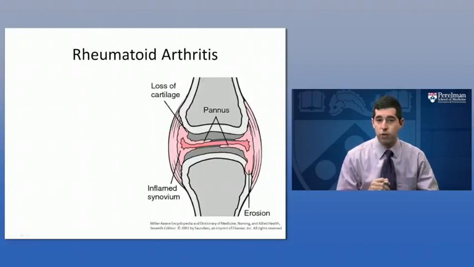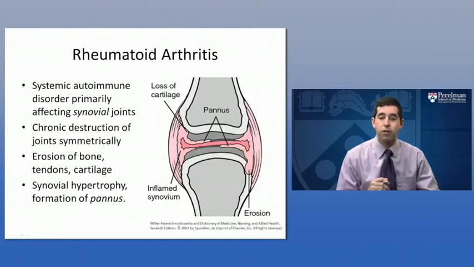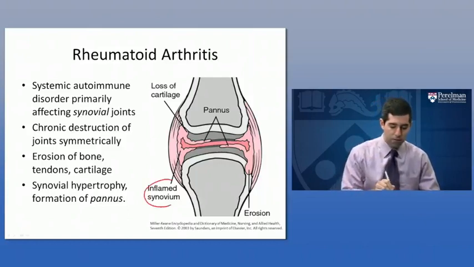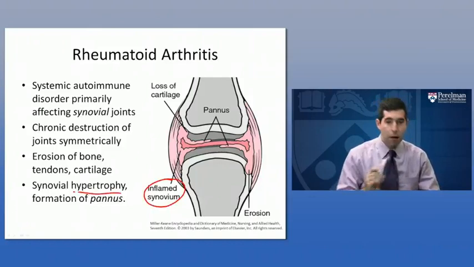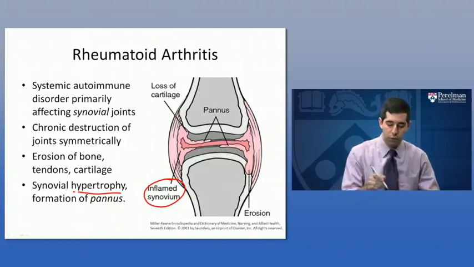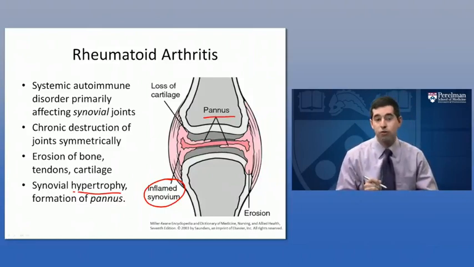So rheumatoid arthritis, we're going to be looking at a systemic disease mainly affecting synovial joints. There is chronic destruction of this joint symmetrically, and if you remember back to lecture 3, we talked a little bit about the structures of the synovial joint. In particular, the main problem here is this inflamed synovium, which begins to hypertrophy. Hypertrophy essentially means that the cells within that synovium start to grow in size. They can also grow in number, but primarily here we have a growth in size. And at that time, it forms what's called a pannus. That hypertrophied synovium starts to grow into the joint itself.